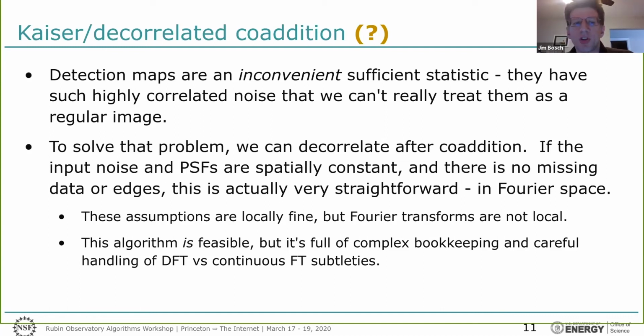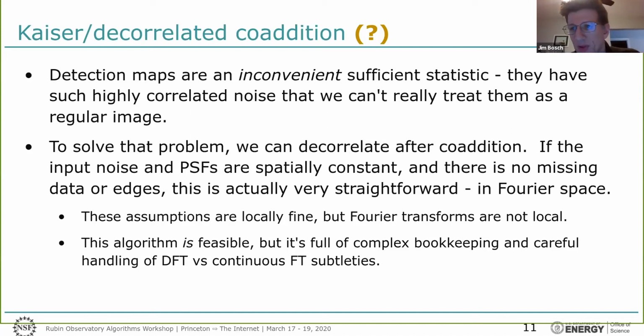The idea is that if the input noise and the PSFs are spatially constant and there's no missing data and no edges, this is all straightforward in Fourier space. I can tell you later, but I didn't want to go through the math right now, that you can decorrelate the image to get white noise, an optimal combination of images, and a sufficient statistic for all of your input images, again, under those assumptions.